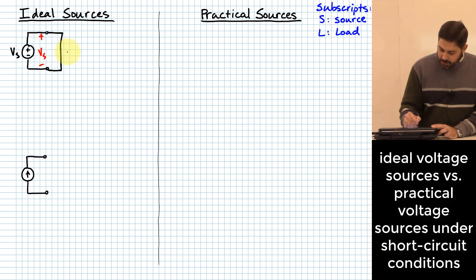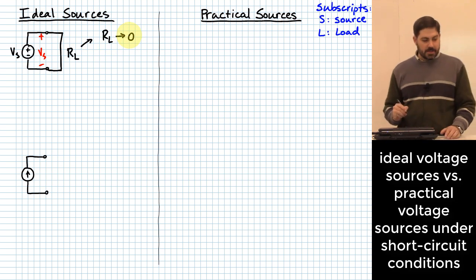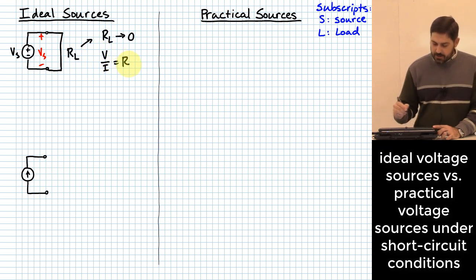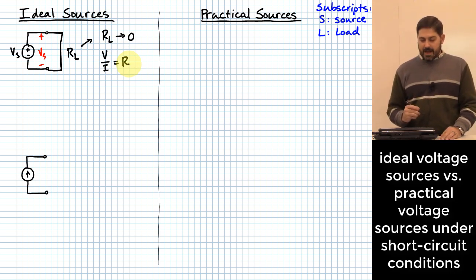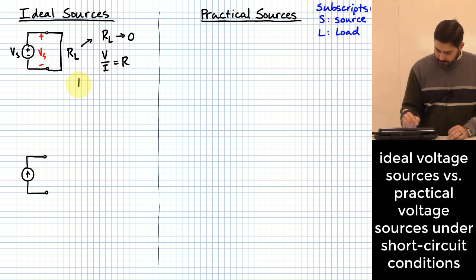If this is, I'm going to call this thing over here a load resistance, RL. Okay? And what I've just done there is I've said RL is approaching 0. What happens now to the definition of resistance here? V over I is equal to R. What happens now if you think about RL going to 0? V is just some constant value, right? So what's the only way that I can make this R go to 0? I has to approach infinity.